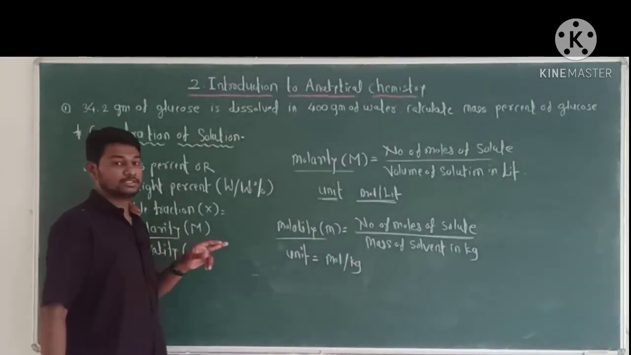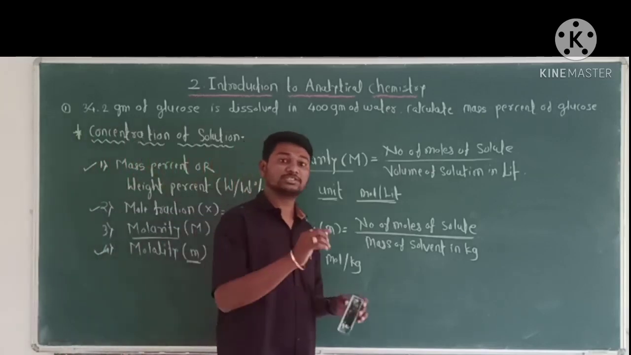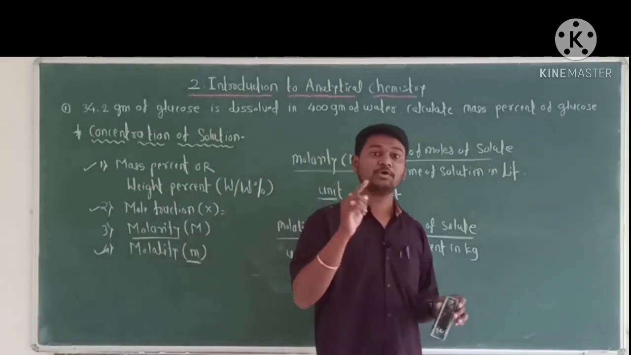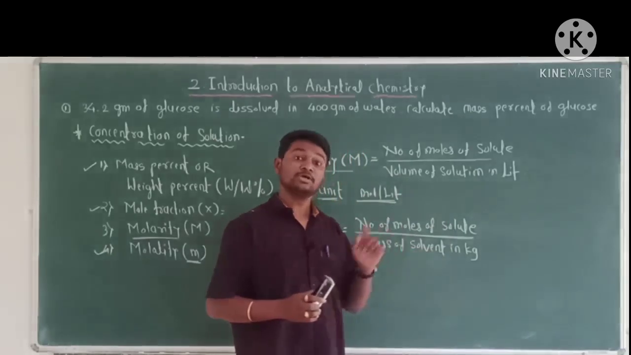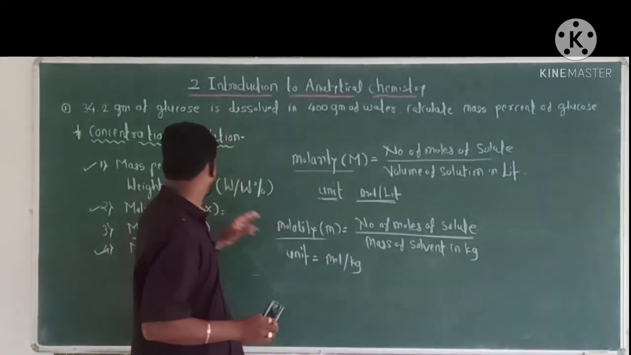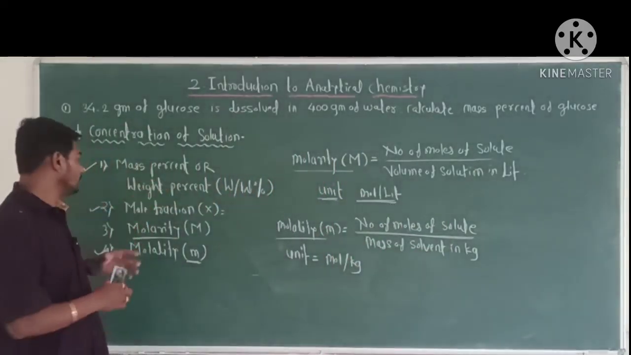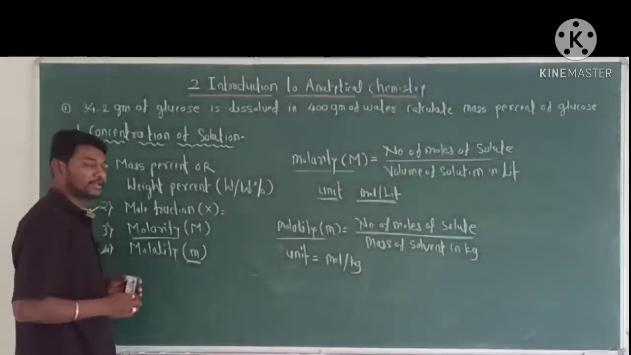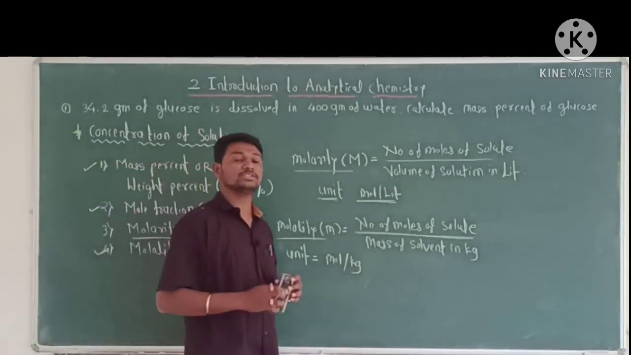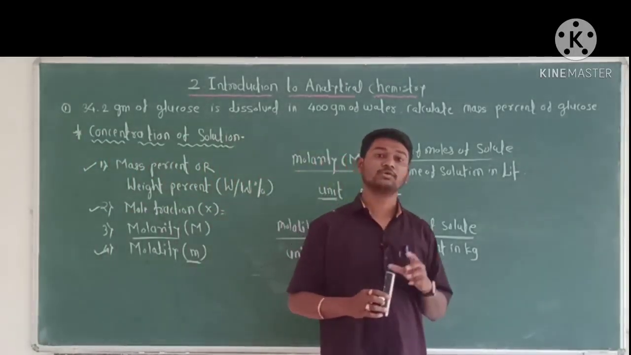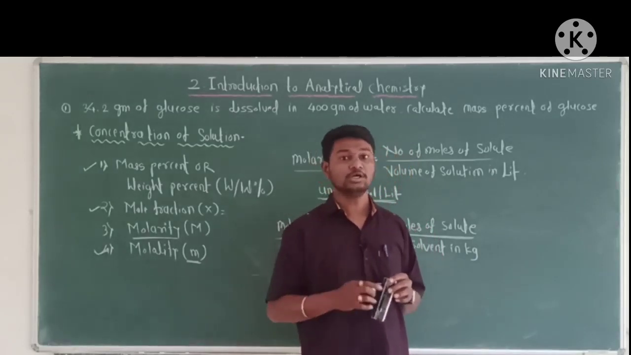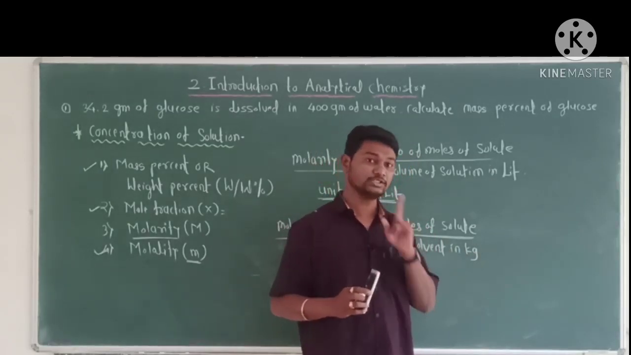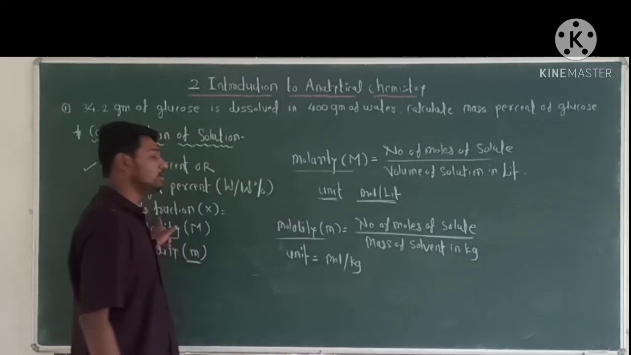First of all, mass percentage. The mass percent is given by the equation: mass percent is equal to mass of solute divided by mass of solution into 100%. This is called mass percent. Now next, mole fraction. The mole fraction is the ratio of the number of moles of a particular compound of the solution to the total number of moles of solution.